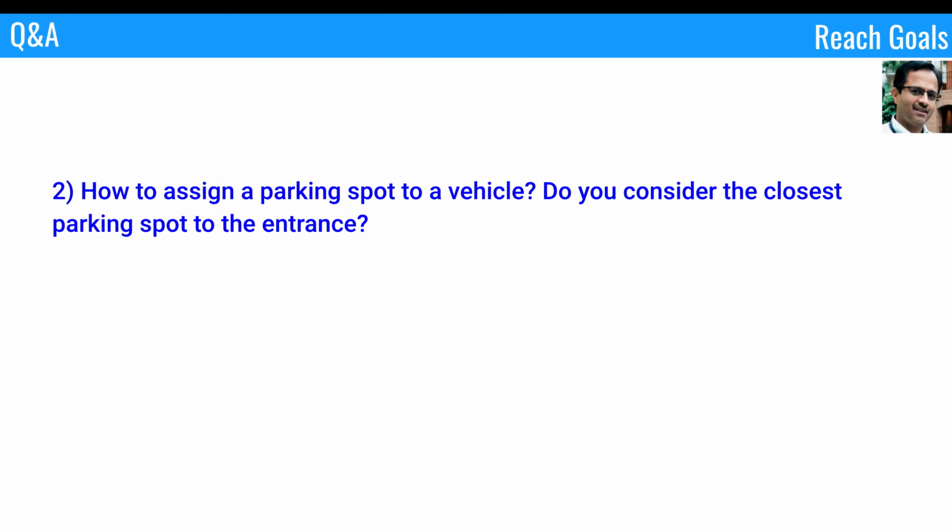The other question is how to assign a parking spot to your vehicle. Do you consider the closest parking spot to the entrance? This question not only tests your system design knowledge, but the product and application knowledge as well. Technically, the solution is possible. What will happen if someone parks on the wrong spot and walks away? What will happen if the wrongly parked spot is given to the next vehicle? Won't it create a problem in a crowded parking lot? Are you going to bring a crane to lift and shift the vehicle to the right parking spot?